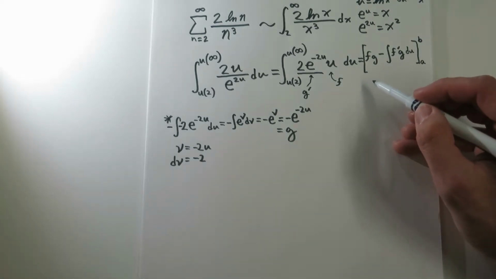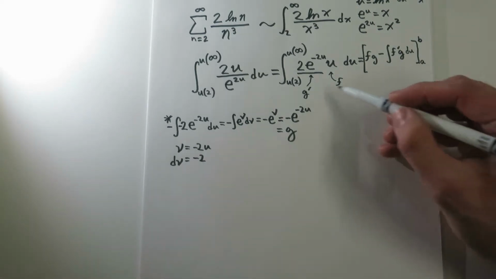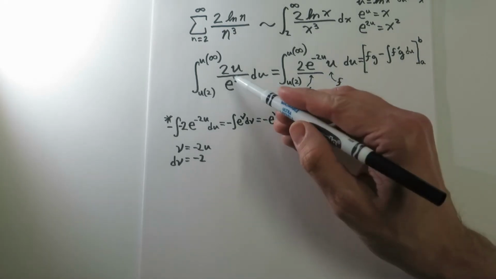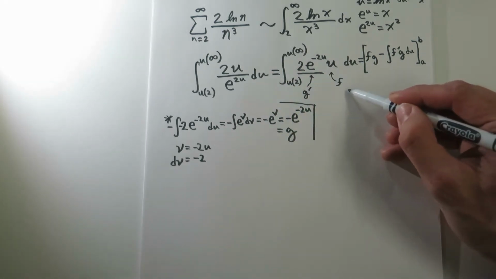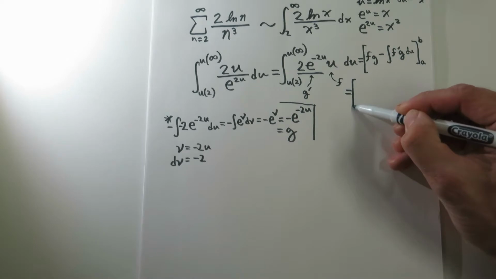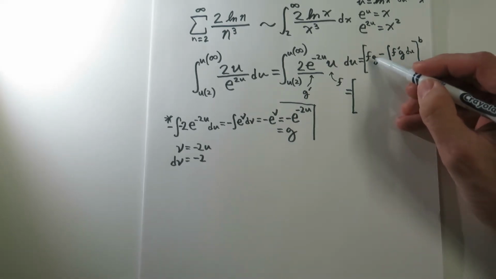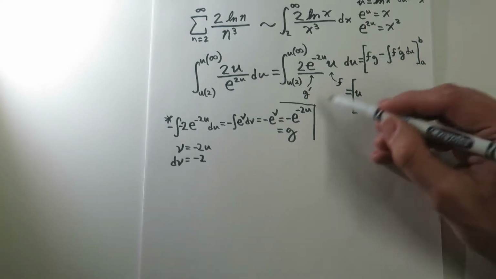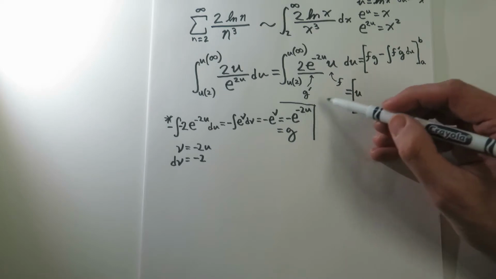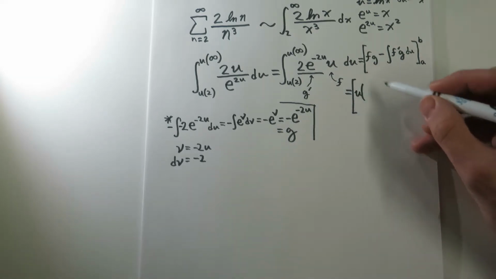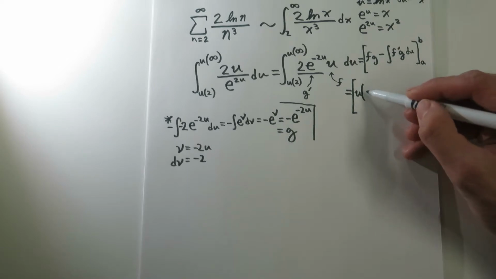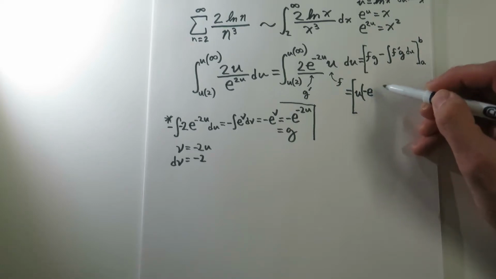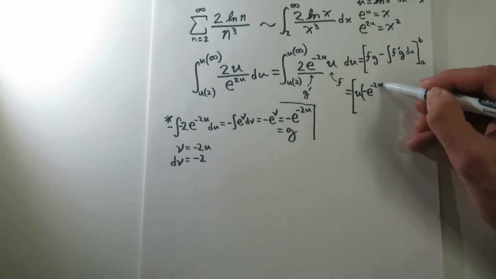So just pattern matching back here with our integration by parts that we did before. I'm just going to section this off here so we don't get too confused. This whole business here is going to equal, put it in brackets, our f is u, so that's going to be u. Our g here we said is negative e to the negative 2u, so I'll just put that in brackets here so we can preserve our minus e to the negative 2u.